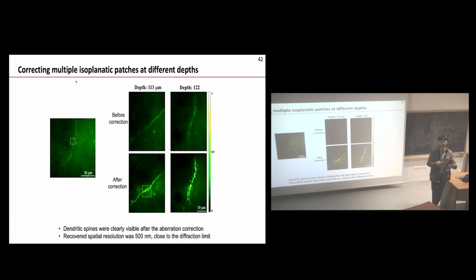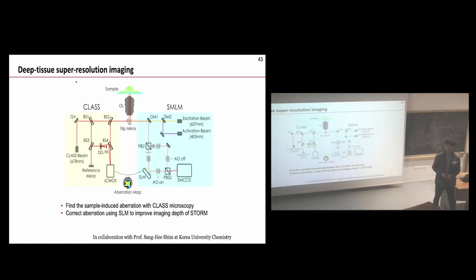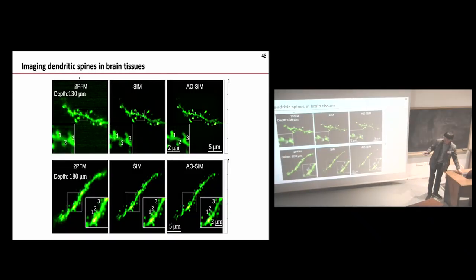So this is multiphoton imaging before and after correction. And of course, you can also propagate the correction to different depths, and you can have multi-depth imaging like that. We also apply this to super resolution imaging, the single molecule localization microscope. On the one hand, we have a CLASS microscope, which finds the sample-induced aberration, and we pass the information to the SLM in the emission beam path of the single molecule localization microscope. This is the deep tissue imaging demonstration.